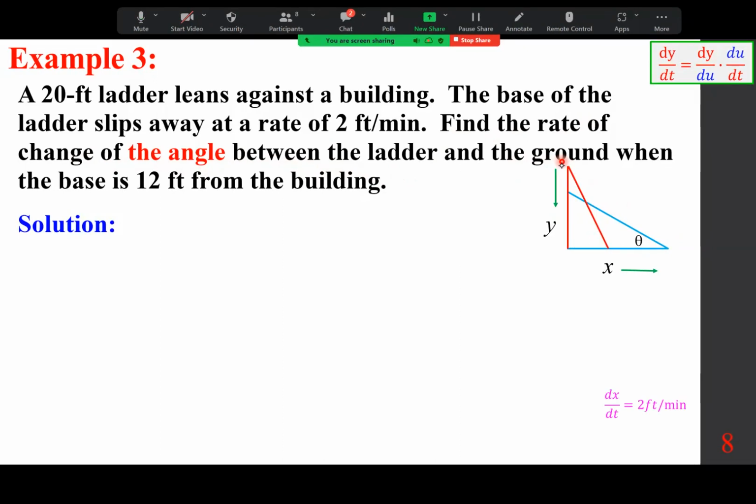So we are interested in when dx/dt is given to be 2 feet per minute. And of course, this is 12 feet from the building. We are interested in finding d theta/dt. So we are going to write the same thing as the previous page, except d theta/dt is of interest to us.